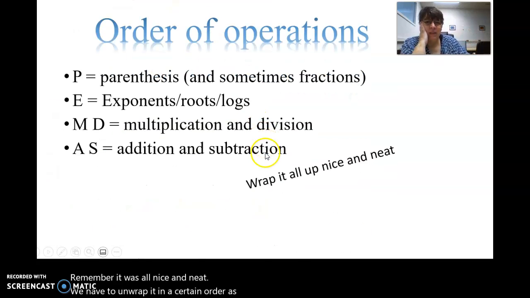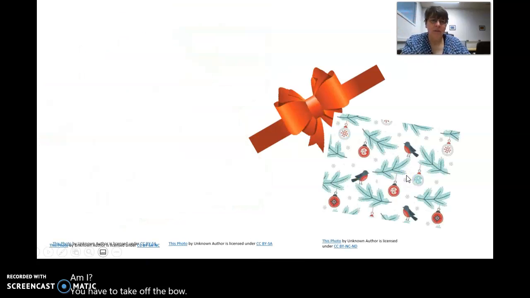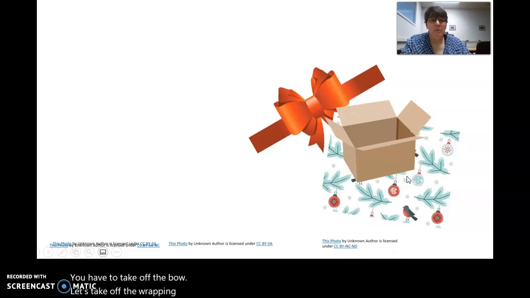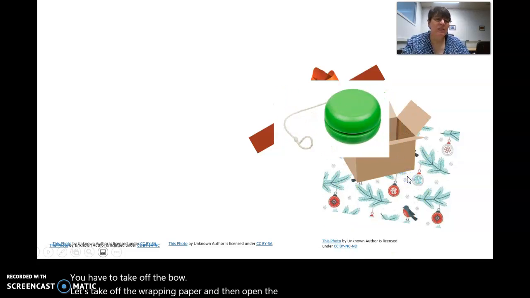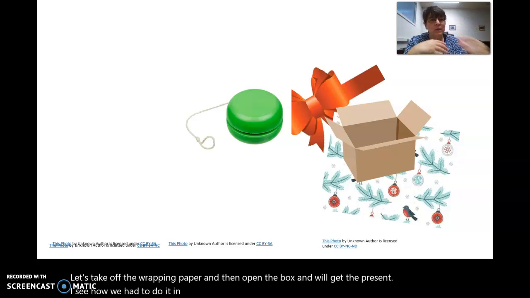We have to take off the bow. Let's take off the wrapping paper, and then open the box, and we'll get the present. You see how we had to do it in the opposite order?